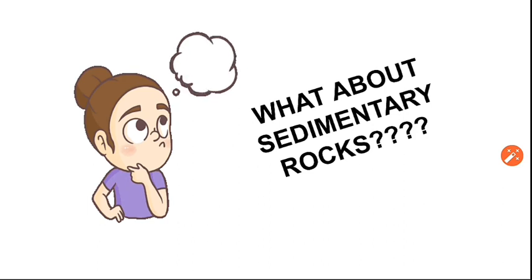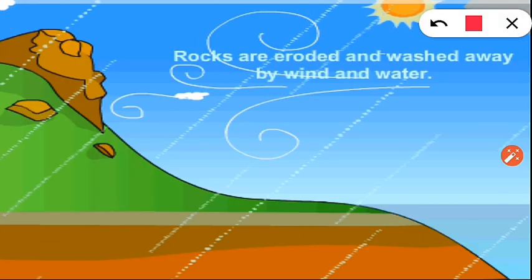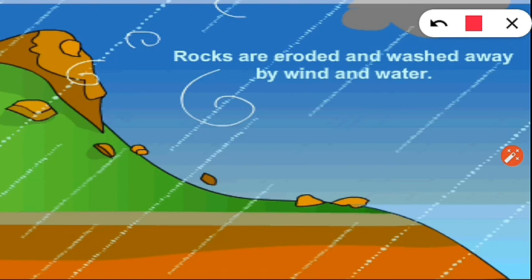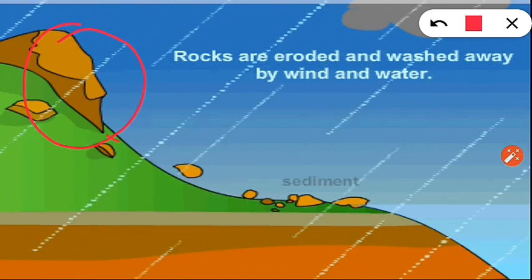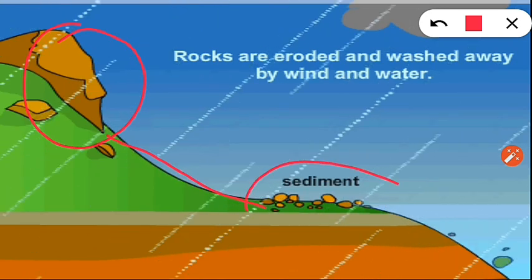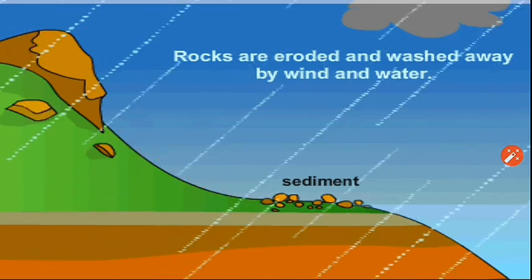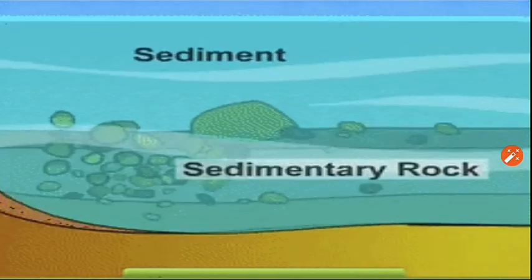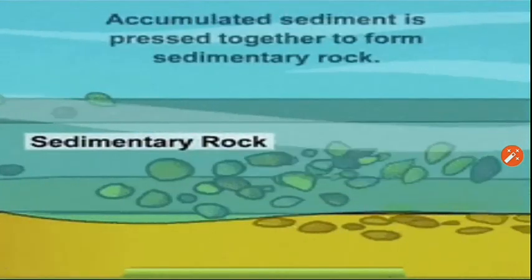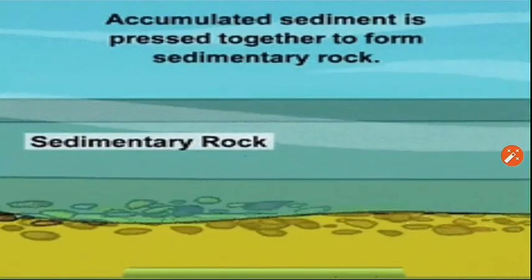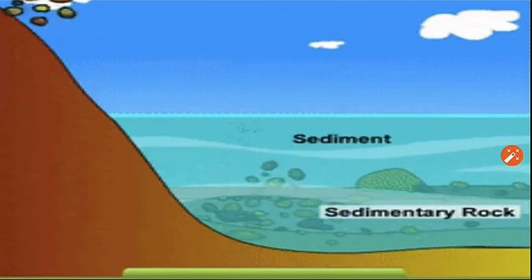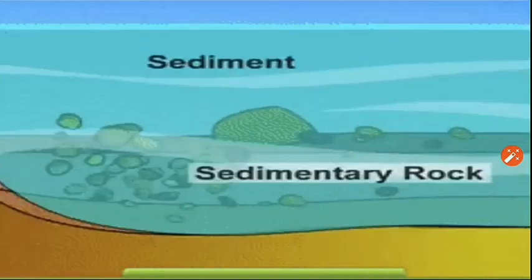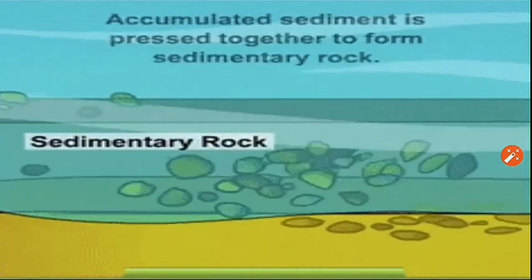Now what about the sedimentary rocks? The rocks are eroded and washed away by the winds, and these are broken into pieces. These pieces of rocks are called sediments. These sediments are again deposited in one place and they accumulate. This accumulated form of rocks is called sedimentary rocks. And this is how the sedimentary rocks are formed.